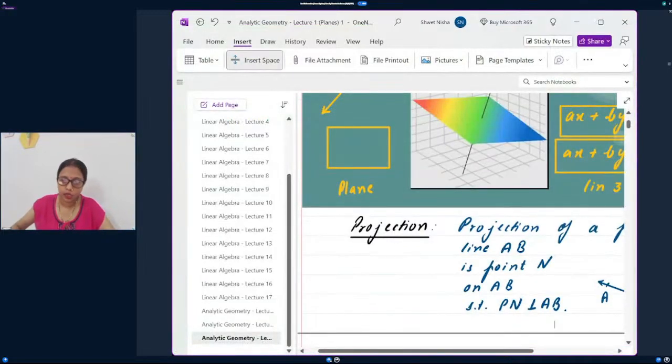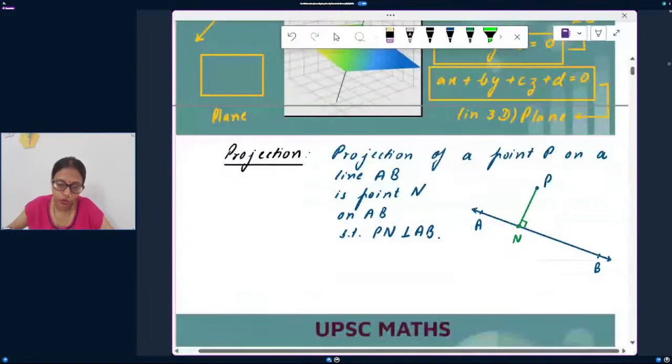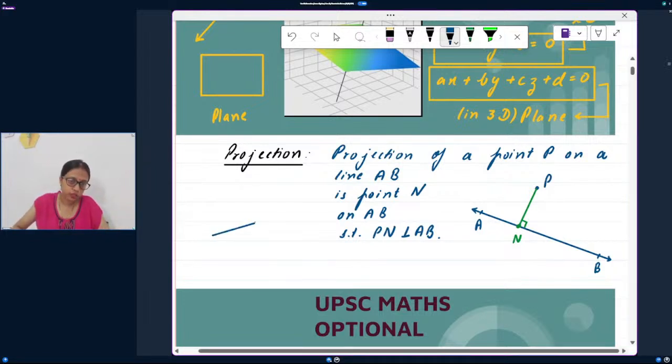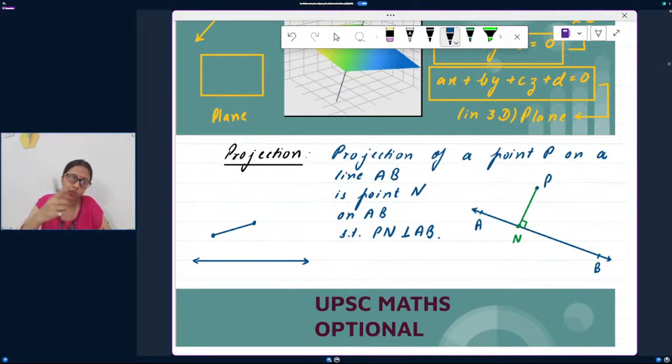We are talking about projection, so let's discuss one more thing here. What about the projection of a line on a line? Or let me take a line segment first. What will be the projection of a line segment over a line? Again, very simple. A projection of a point is a point. A projection of a line segment is a line segment. Projection of a line is a line. Projection of a plane is a plane.